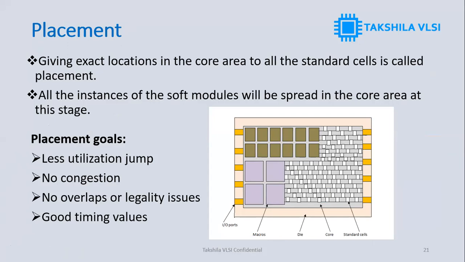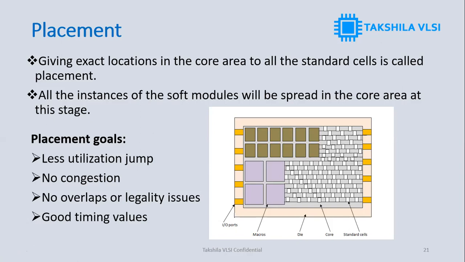And achieving the good timing values. Okay, so after each and every step, after placement, after CTS, and after routing, we'll be doing some static timing analysis or the timing analysis. So we need to achieve good timing analysis. If we achieve, then good to go, we can do the CTS stage. If not, again we need to fix some violations. Then again, we can go for the CTS stage.